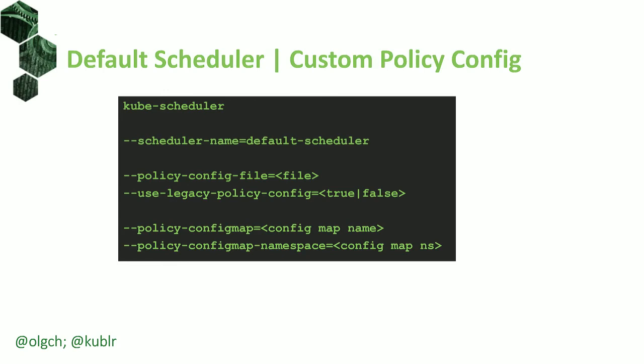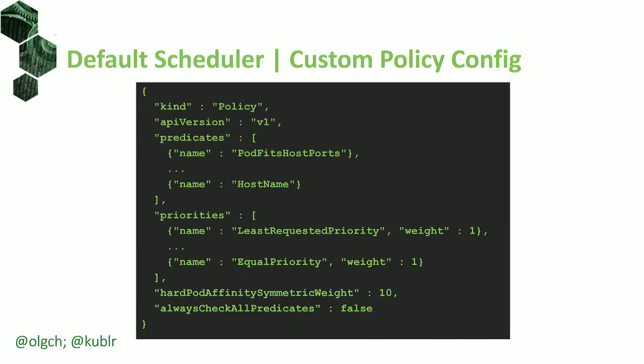Next, a more fine-grained configuration option is providing custom policy config to a scheduler. You can do that either through a config map in your cluster dynamically or through a static config file. Both the config map and the file contain a configuration which looks like this. There are a number of predicates that are used for node filtering, and a number of priority calculators that are used to prioritize nodes. Remember, we talked about scheduling algorithms in one of the first slides. You can customize parameters of those predicates and priorities, and you can customize the set of those predicates and priorities. The same mechanism can also be used if you build your own scheduler based on the standard scheduler code base.